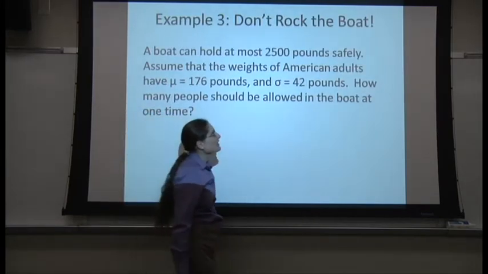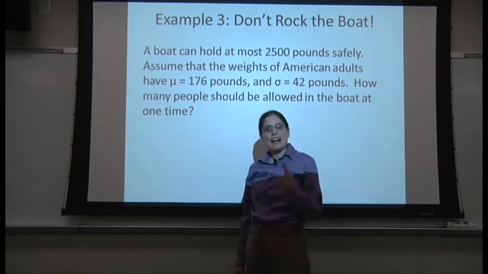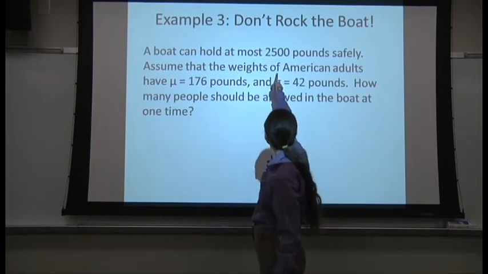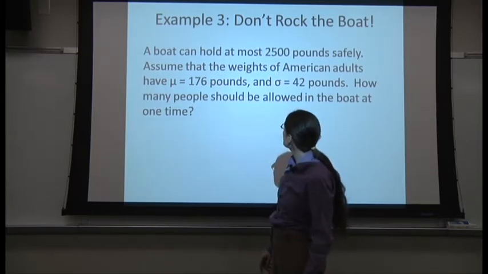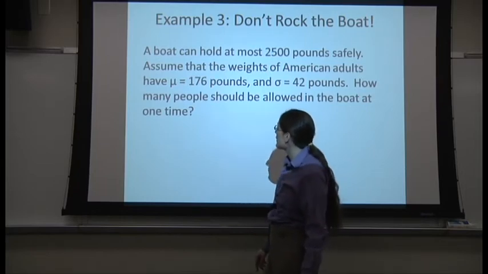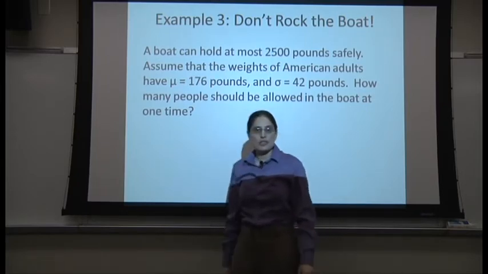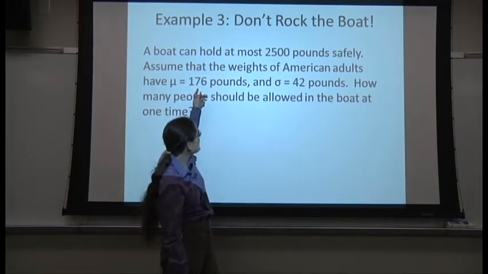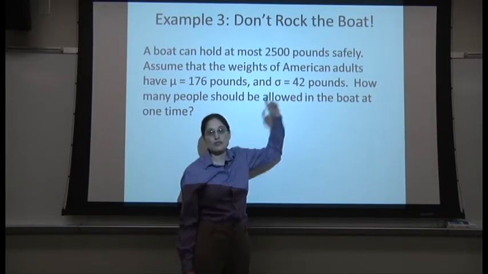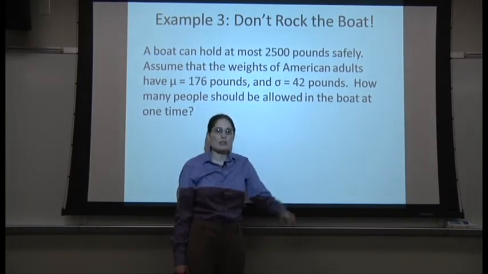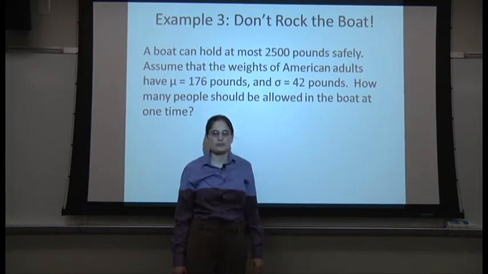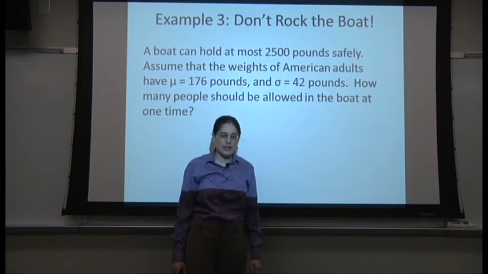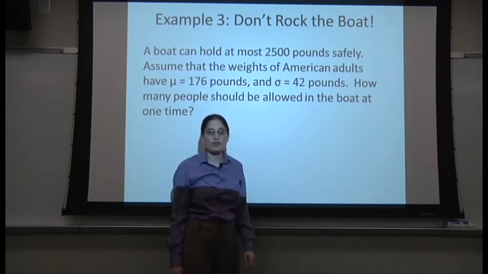This one's a little trickier. We want to know how many people can you fit on this boat safely. We have determined that we can only put 2,500 pounds on the boat. And we're going to assume that the mean weight of American adults is 176 pounds with a standard deviation of 42 pounds. How many people can we put on the boat? What? We can't use the z formula for that. No, we can't. Because we got to do some other work first.